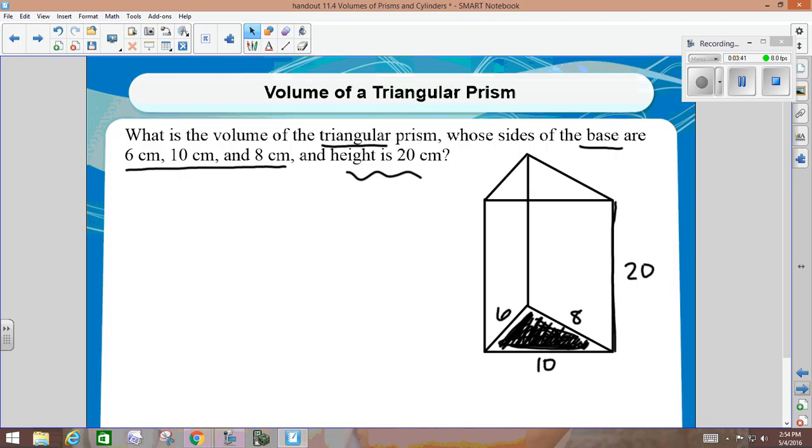So if I'm going to find the volume of this big B times H, big B stands for the area of the base. Brian, how do I find the area of a triangle? Excellent. And Brian, the base and the height have to form a what?